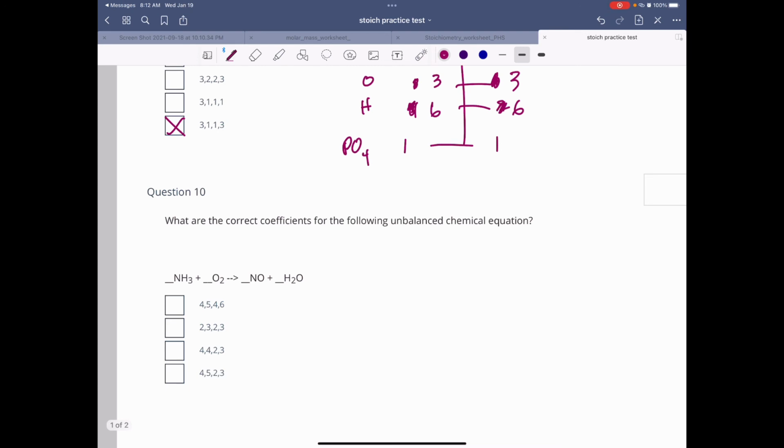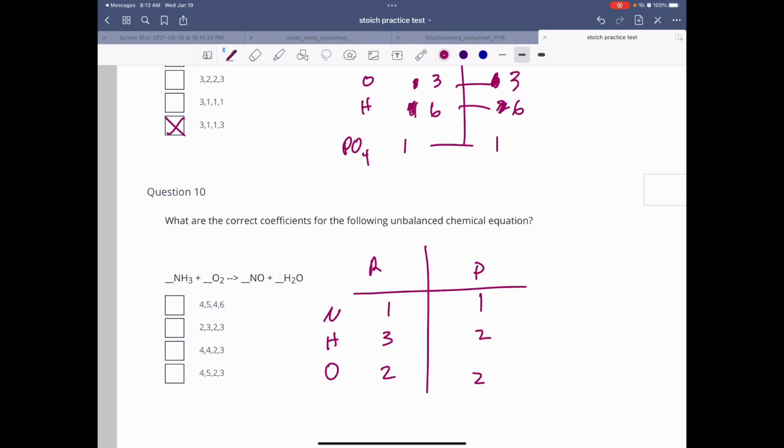So what are the correct coefficients for this one? And then again, another RP table. We've got N's, we got H's, and we got O's. And that's it. So it shouldn't be too hard. We got 1, 3, 2. On the product side, we've got 1, 2, 2. So let's figure out a way to make these things match.